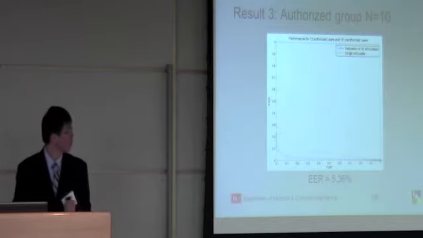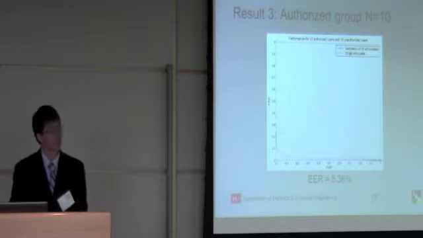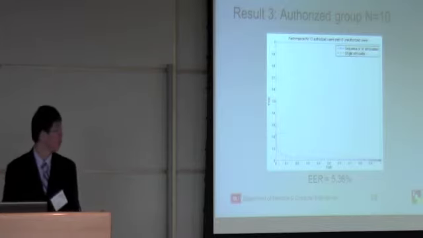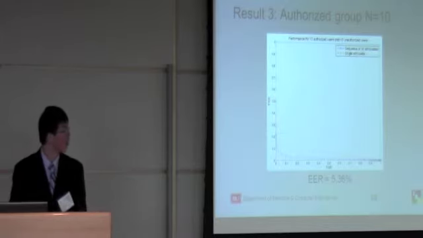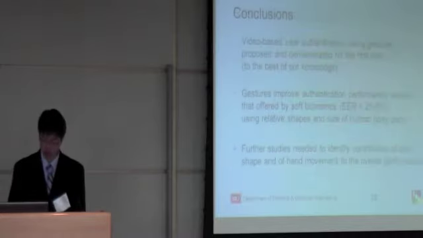If you don't know what equal error rate means, you can just take it as: for each 100 trials, we will have 5.36 false acceptances or false rejections.